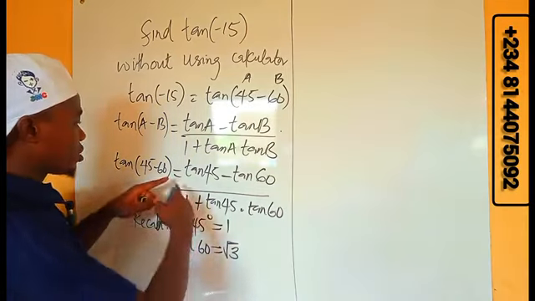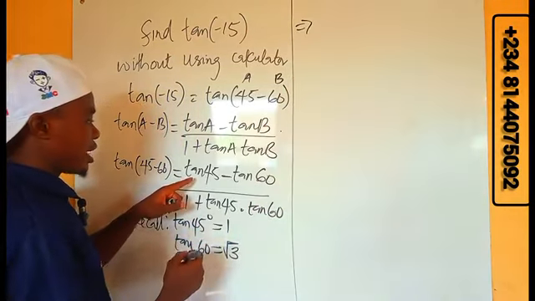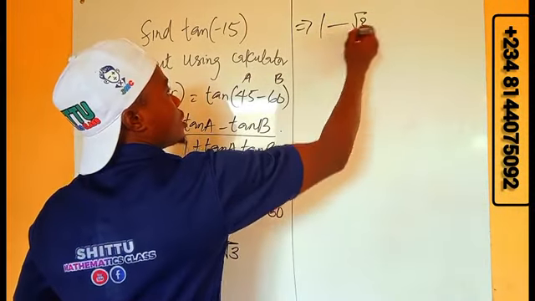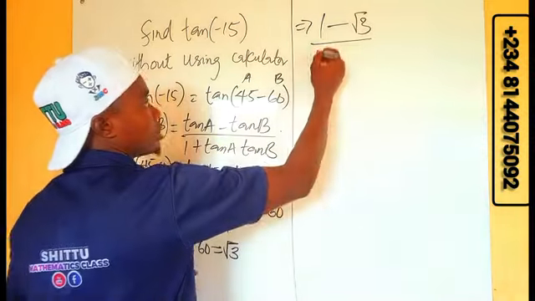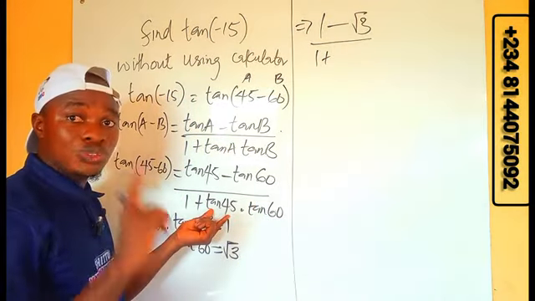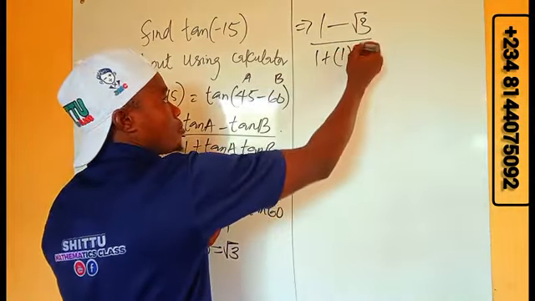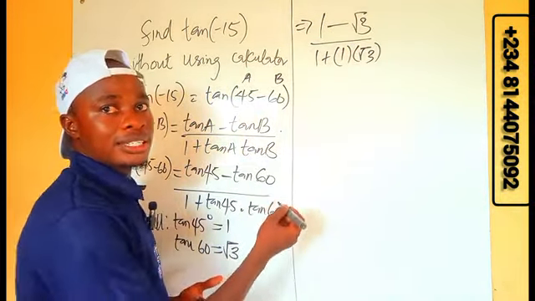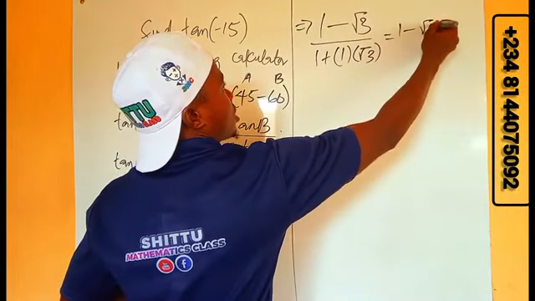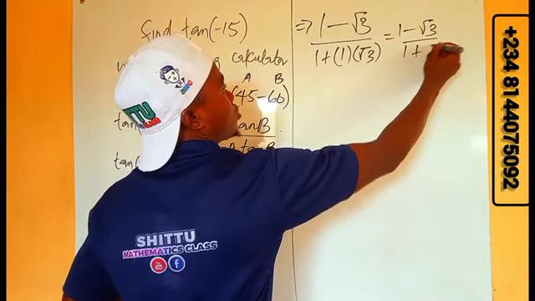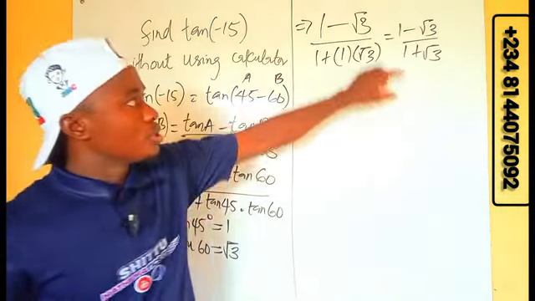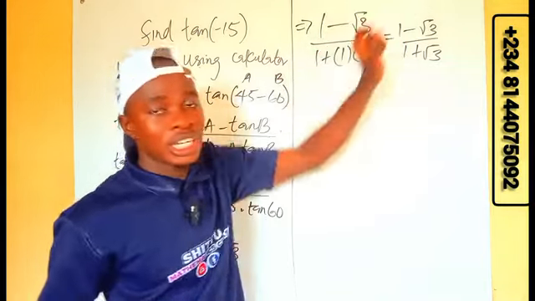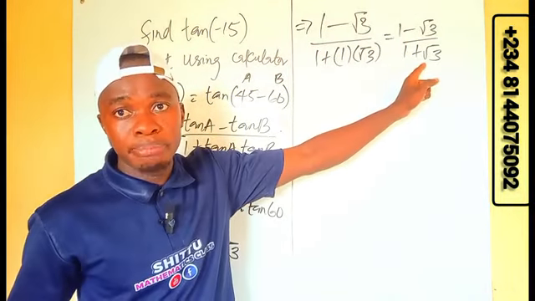So now this implies that tan 45 is 1, minus root 3, divided by 1 plus, you know that tan 45 is 1, so therefore it's going to be 1 multiplied by root 3. Which implies that 1 minus root 3 divided by 1 plus root 3. So therefore you can see we have this expression now: 1 minus root 3 over 1 plus root 3.